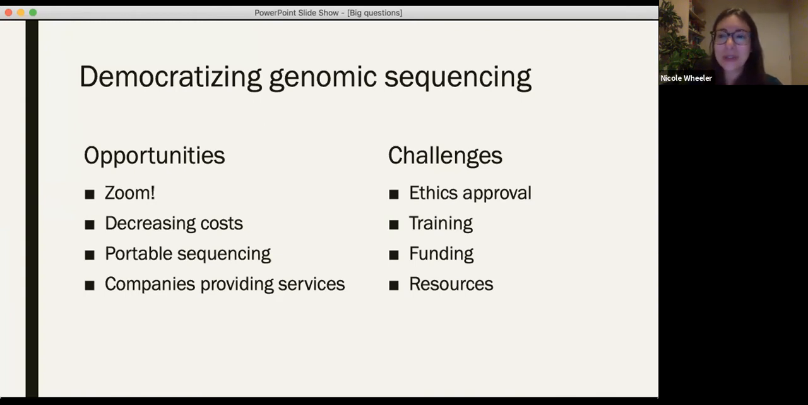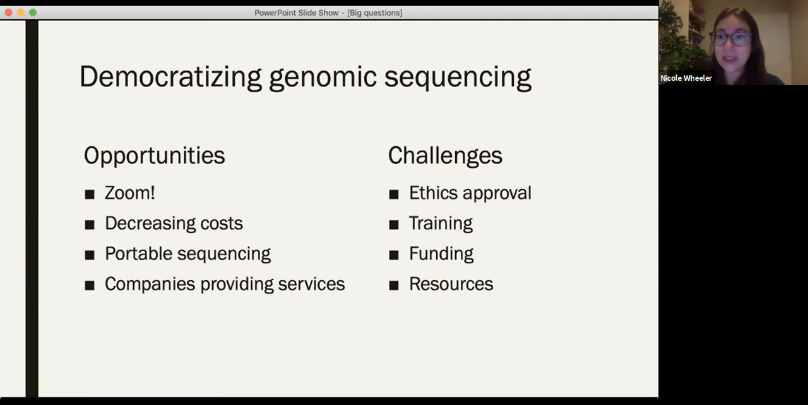Also, if you want to do a good job with genomics, there's some training that you probably need. You want to plan which samples you take well, you want to collect them properly, you want to pull out the DNA properly, and you want to analyze that data well. So there's some training that you need, but more of that is available online or through Zoom, and so it's more accessible today than it was in the past.